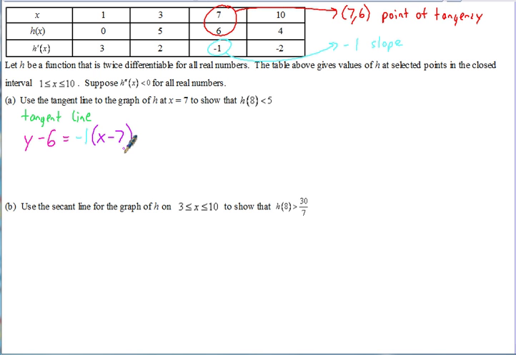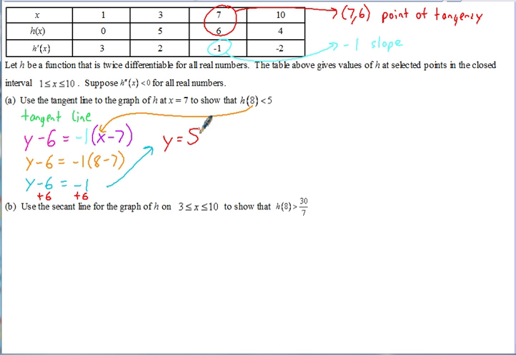And we want to show that h of 8 is less than 5. So a little bit different here. 8 is close to 7, so we can use the tangent line as an approximation. If you plug in 8 there, that'll be y minus 6 equals negative 1 times 8 minus 7. Which will be y minus 6 equals 8 minus 7 is 1, times negative 1 gives you negative 1. And then if you add the 6 over, we get y equals 5. And notice here it says less than 5.